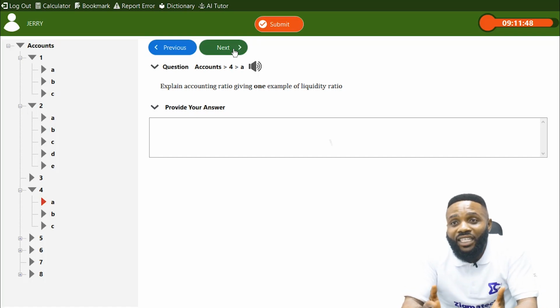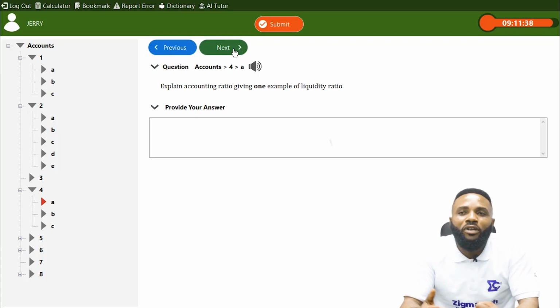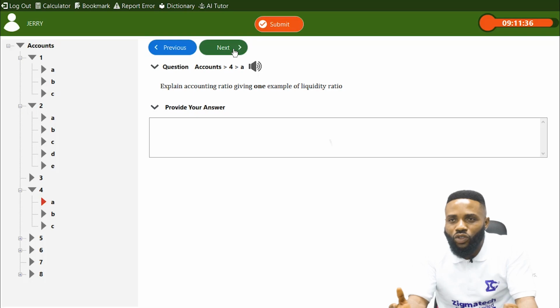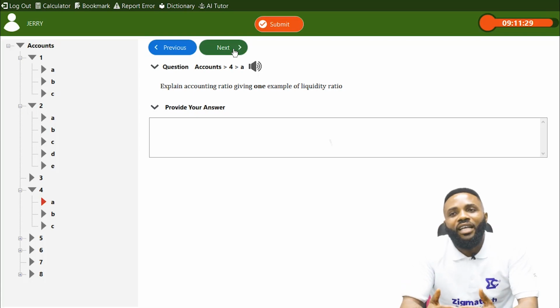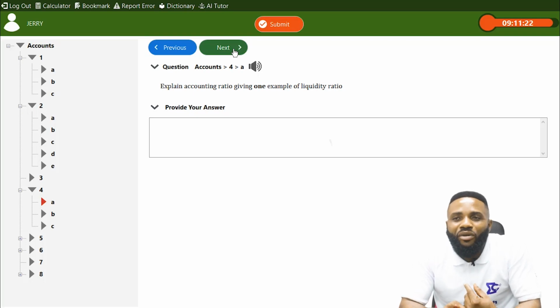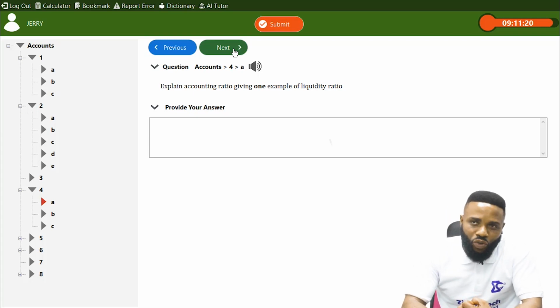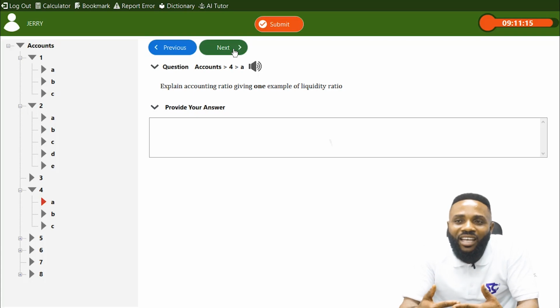So if you are asked to explain accounting ratio, giving one example of liquidity ratio, I have said accounting ratio expresses the relationship between figures, quantitative values on the financial statement. And I have given an example. One example of liquidity ratio is what we call current ratio, or working capital ratio. And then the second one is quick ratio, or acid test ratio.